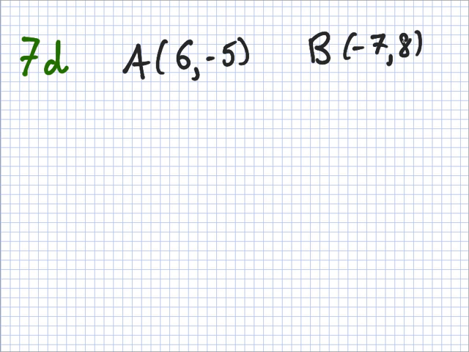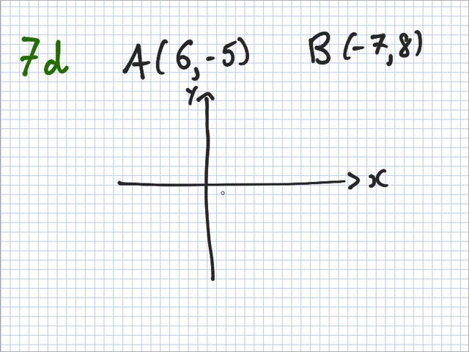Okay, so let's start by drawing it first. There's x, there's y, so we have 1, 2, 3, 4, 5, 6. 1, 2, 3, 4, 5. So there's A. And then B, minus 7. So 1, 2, 3, 4, 5.